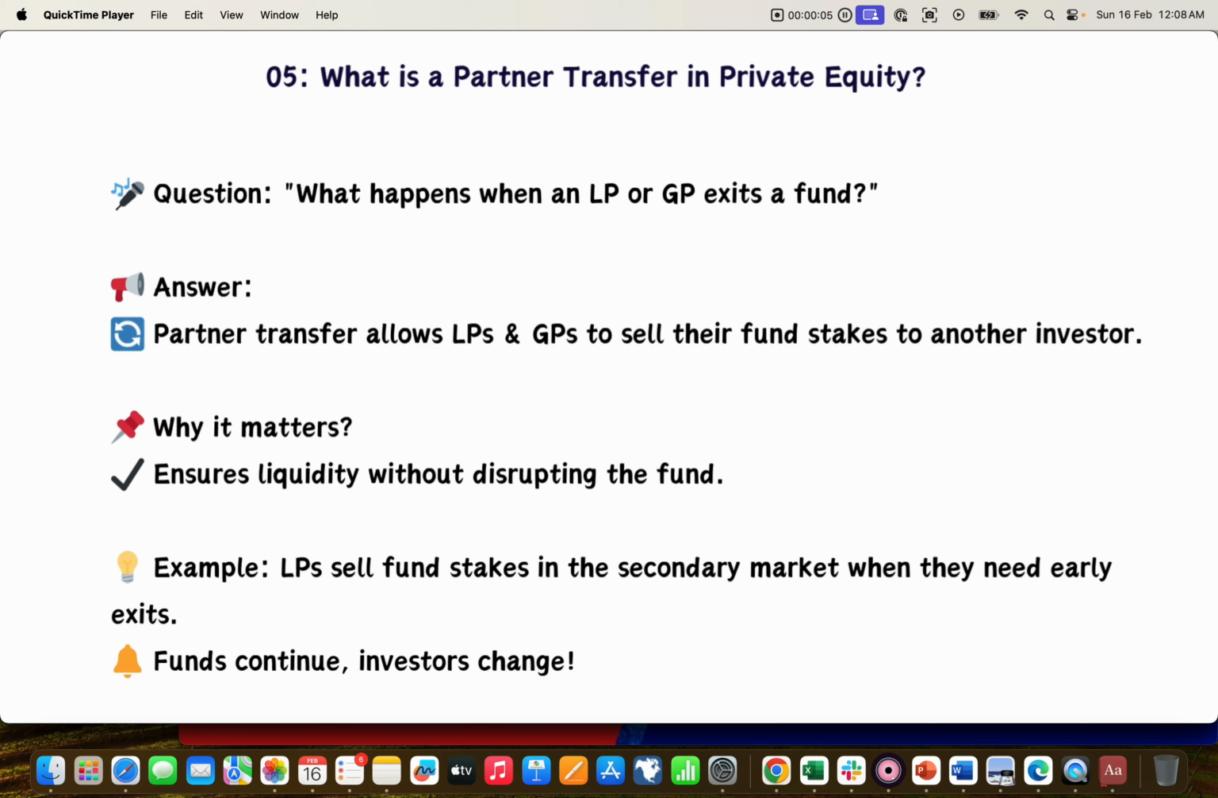Today we'll discuss how partner transfers work in private equity, whether for an LP or a GP. So how does it get transferred? Have you ever heard of investors buying and selling their stake in a private equity fund? This is called a partner transfer.